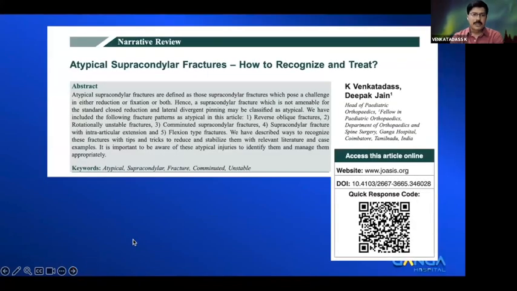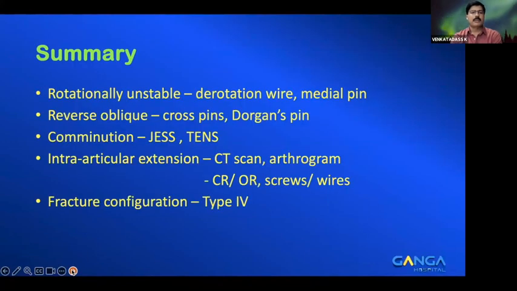Whatever I've discussed in this talk, we have written as a narrative review article on atypical supracondylar fracture, and this is the QR code for the same. To summarize, there are various patterns of atypical supracondylar fractures which one can come across in day-to-day practice. First is the rotationally unstable fracture. These fractures you may be able to reduce with derotation wires, and oftentimes it needs a medial pin to stabilize. The second pattern is a reverse oblique fracture, which will need cross pinning or a Dorgan spin.